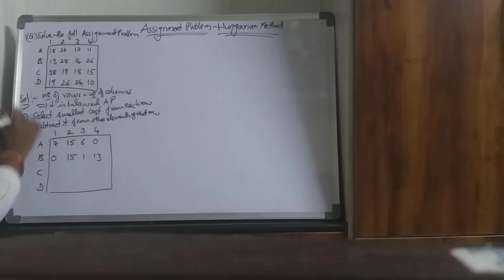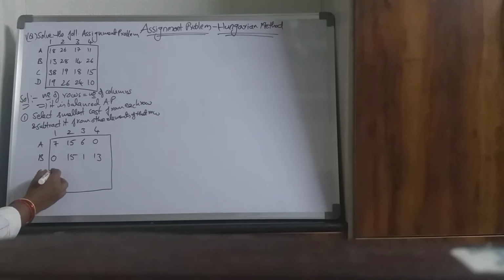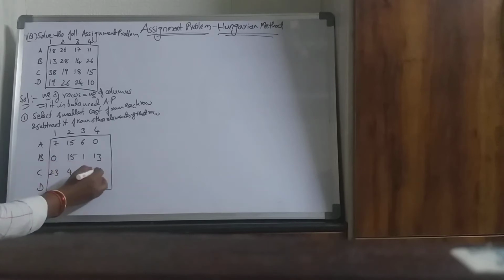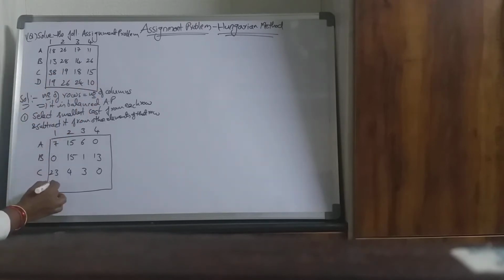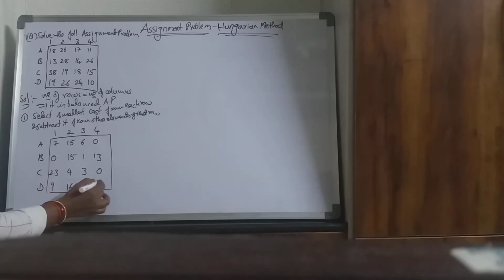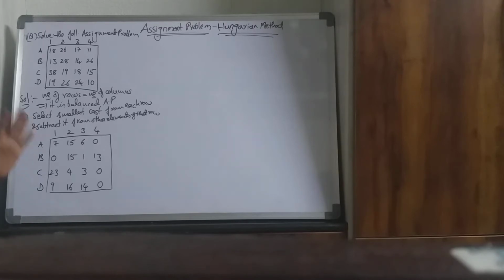So 38 minus 15, that will be 23. 19 minus 15, 4. 18 minus 15, 3. 15 minus 15, 0. Next, last row minimum value is 10. So 19 minus 10, 9. 26 minus 10, 16. 24 minus 10, 14. 10 minus 10, 0. Now you check whether each row and each column is having at least 1 zero.